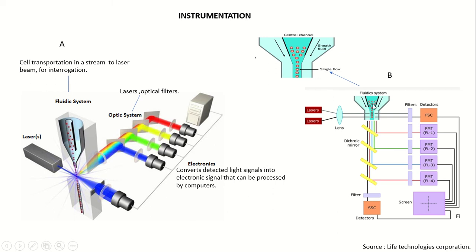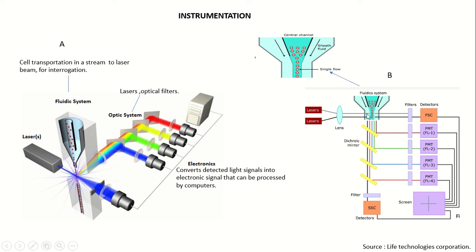Now it allows the cells to flow. Then at this point, as we can see, this is a two-laser system focused by the lens, and this is the point where the cells are interrogated by these lasers.